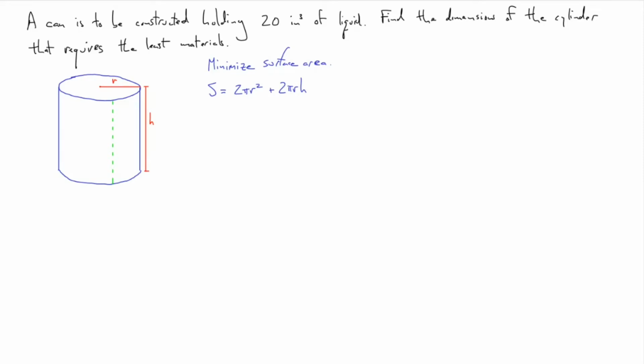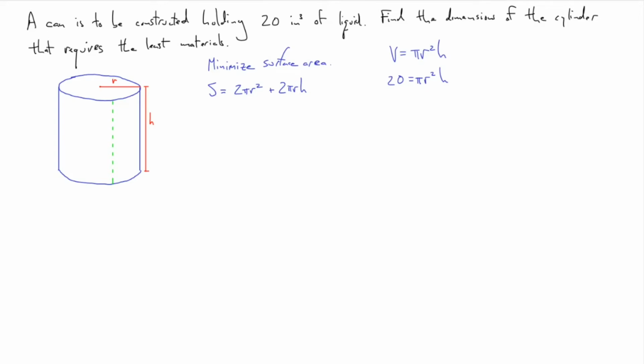And in particular, the constraint of the problem is that the can is supposed to hold 20 cubic inches of liquid. To make some progress with that, we'll need an expression for the volume of a cylinder. The volume of a cylinder is pi r squared h, and I would give you that on a quiz or an exam. And so since the cylinder that we're trying to construct has a volume of 20 cubic inches, we have that 20 is pi r squared h. And now we can use that to solve for one of the variables, r or h.